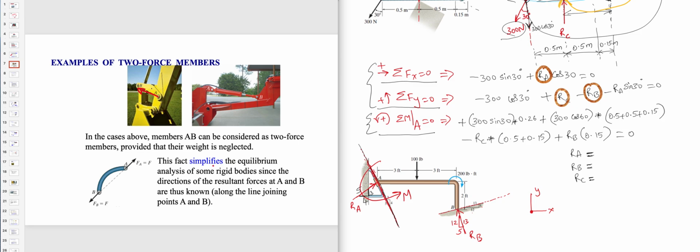So this fact simplifies the equilibrium analysis of some rigid bodies since the direction of the resultant forces at A and B are thus known along the line joining points A and B. So irrespective of what the shape is, we just need to see the connecting ends, A and B. So this member could have been something like that, the zigzag, but connected to B. It still would be a force that would be passing from A to B.